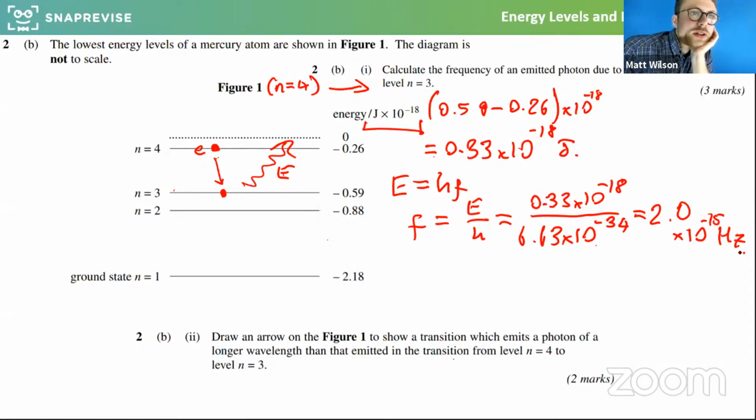Good, absolutely right. So the frequency... Okay, good. So 2b part ii. Draw an arrow on the figure to show a transition which emits a photon of a longer wavelength than that which is emitted in the transition from n equals 4 to n equals 3. So what does a longer wavelength mean for the energy or for the frequency? If a photon has a longer wavelength, what does that mean for the photon's frequency?